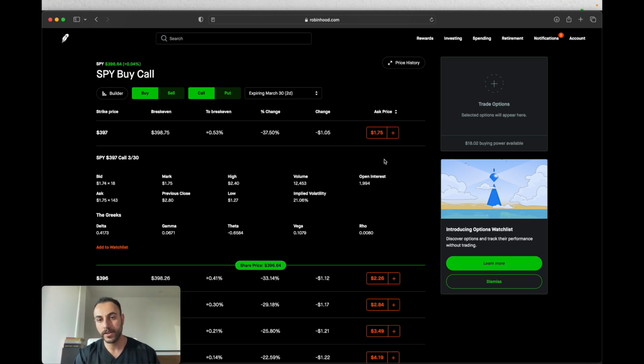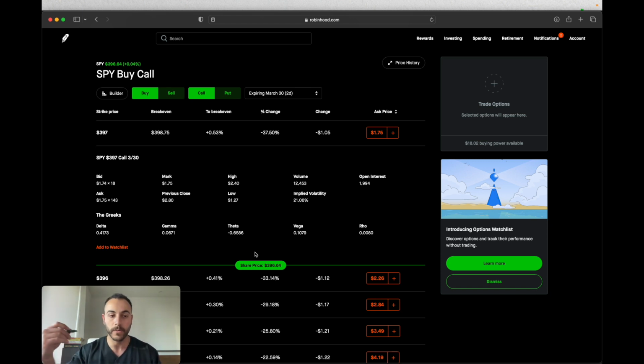Say you get into this contract and you pay $175 for it. The reason why that's $175, not $1.75, is because every option contract represents 100 shares, so you're always going to multiply by 100. So you're going to multiply this number by 100, which is going to be your buy-in price. So you pay $175 for this contract, and SPY is trading at $397. Now you're wondering, how much could I possibly make, or how much could I possibly lose if the stock goes up $1 or it goes down $1?